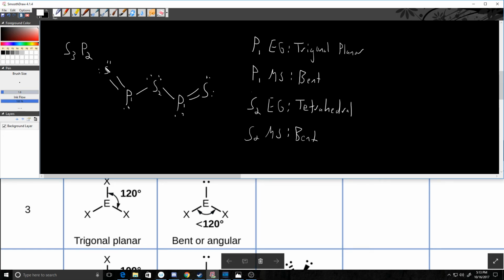Really, that's how you do electron geometry and molecular shape. You essentially just have to use that handout we gave, identify how many bonded atoms you have, how many electron pairs you have, how many electron groups you have, and then just follow the chart. Other than that, good luck and have fun with the practice.